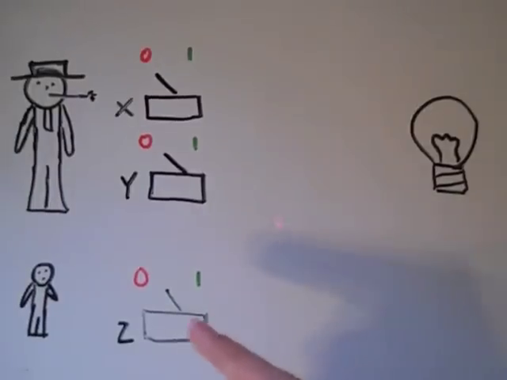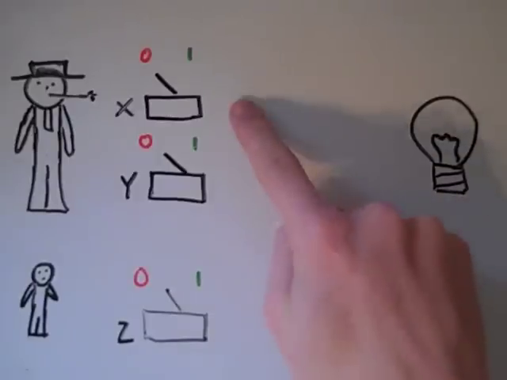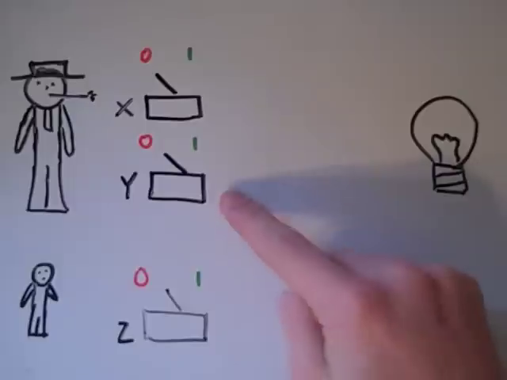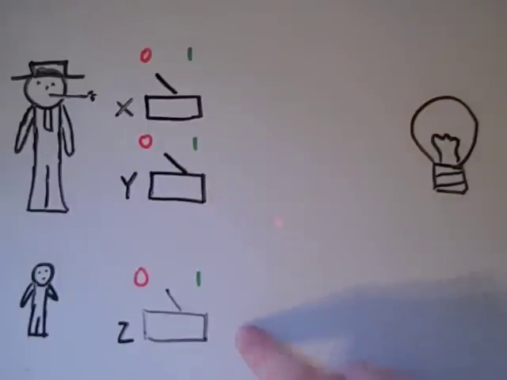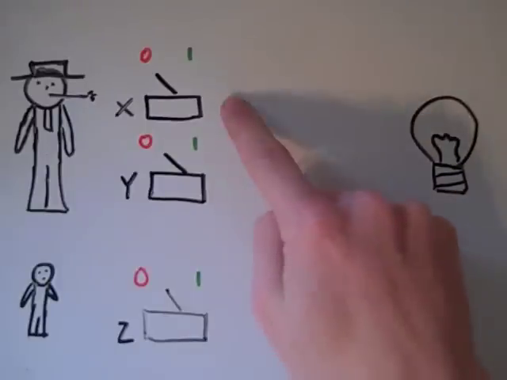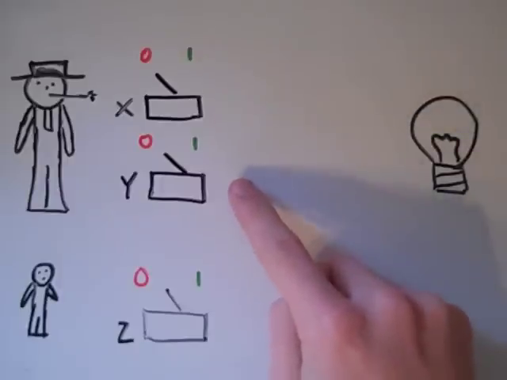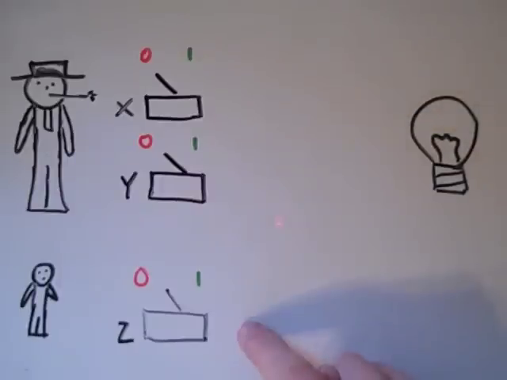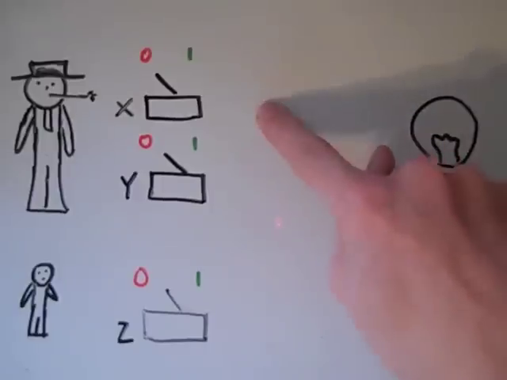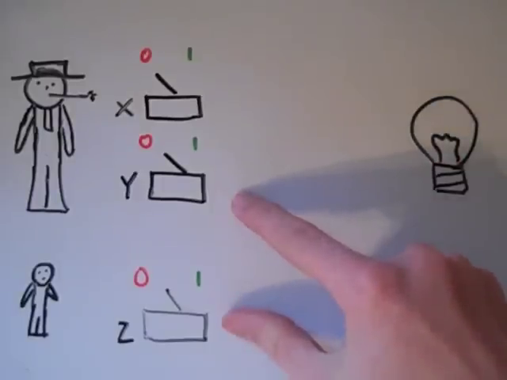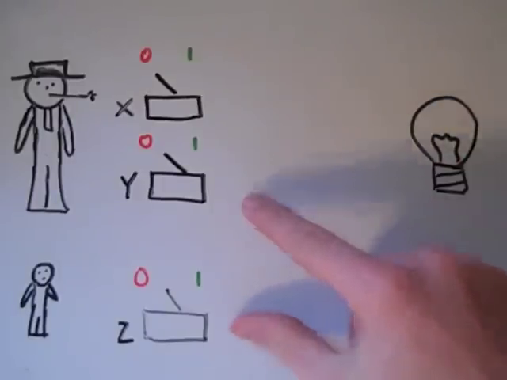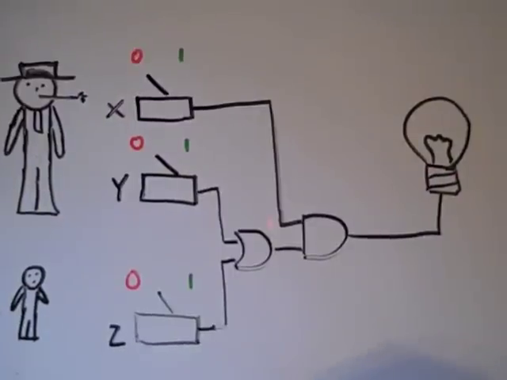What he wants is switches X, Y, and Z. Now, whenever switch X is on, then Y or Z will turn on the light. Whenever switch X is off, then no matter how many times you flip Y or Z, the light won't turn on. So basically, he wants X and Y or Z. So let's draw up a circuit for that. There you go. This is the logical circuit for it.